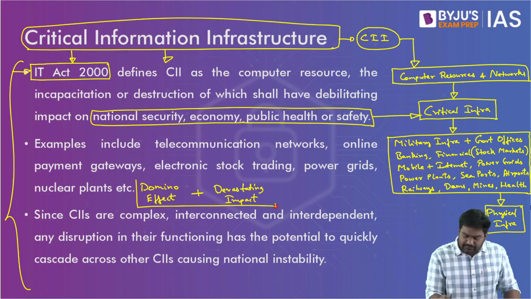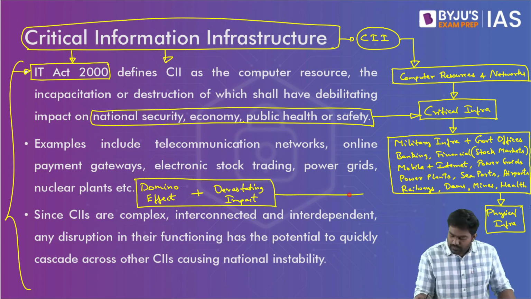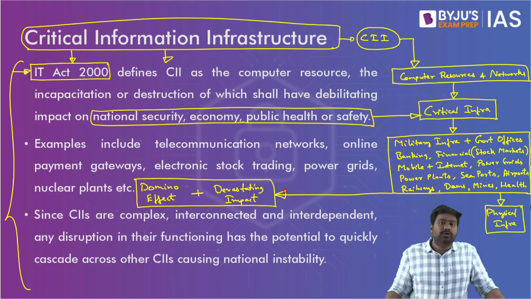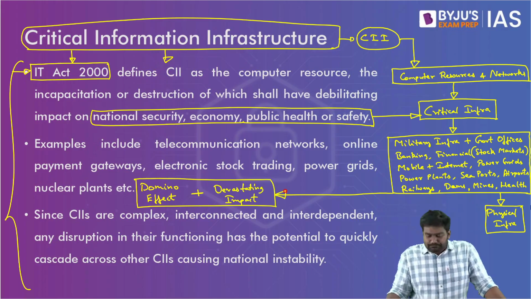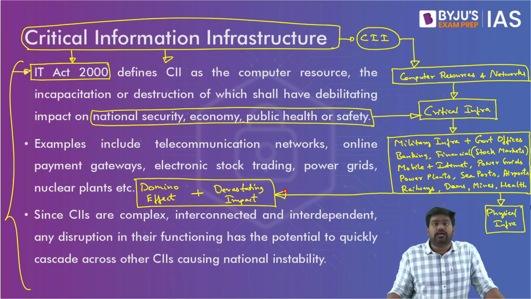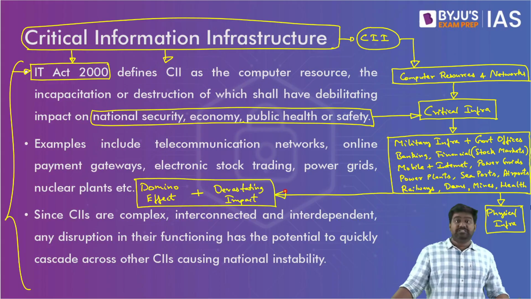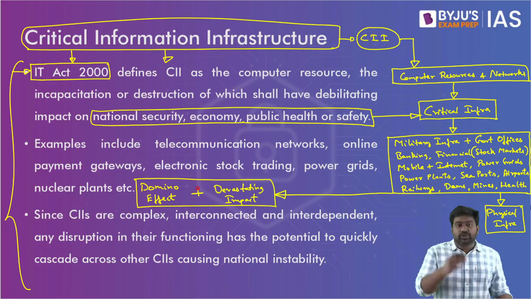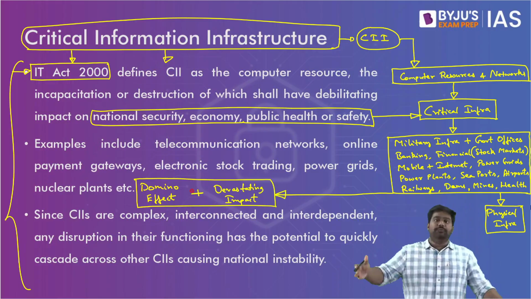If your critical infrastructure is attacked, even through a physical attack, let's say terrorists attack airports, or military facilities are targeted by terrorists or by a hostile government, any such strikes on our critical infrastructure physically will have a devastating impact on the country. It will affect the country's economy, national security and public health. And it usually has a domino effect, a chain reaction.